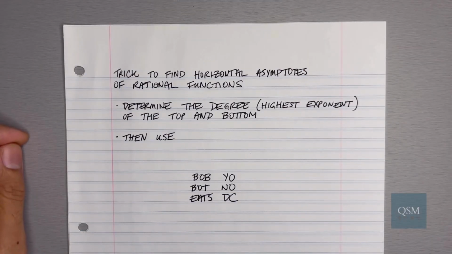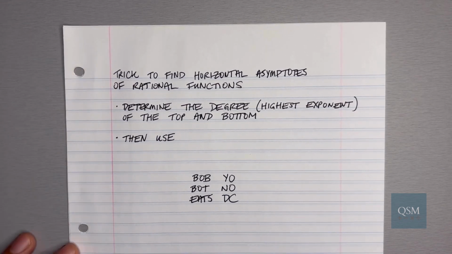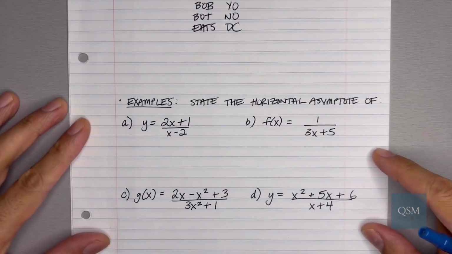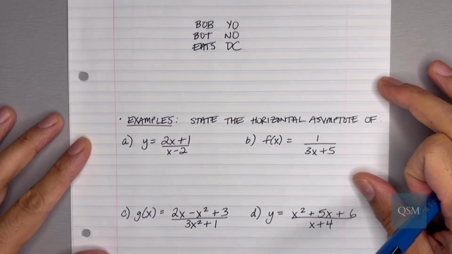Hi everyone. So today I'd like to share with you one of my favorite little tricks in math. This is just a trick to help you find the horizontal asymptotes of a rational function. So what do I mean by rational function? I mean functions that look like this, where you have one polynomial divided by another. So let's see how this works.